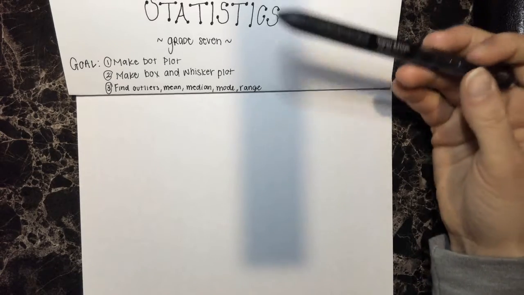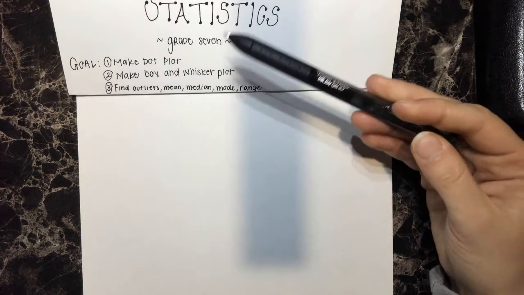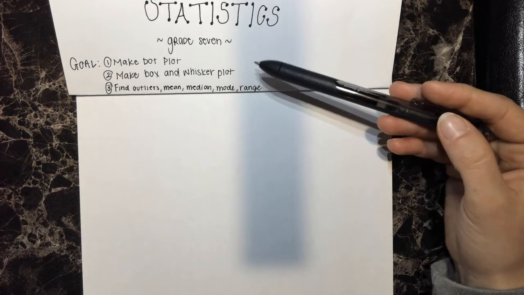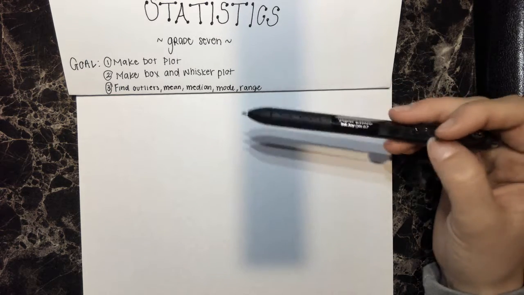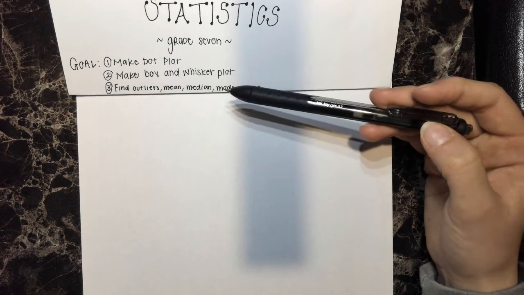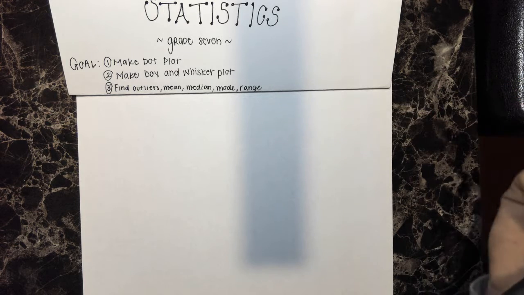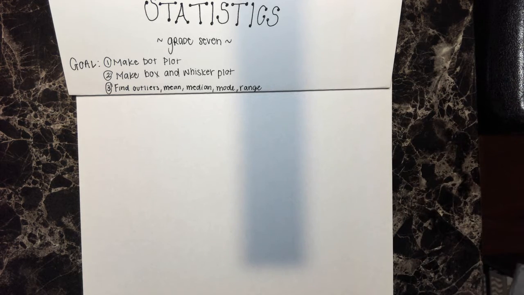Alright, so your goals. To make a dot plot. You should have watched a video on this before you're watching this video. You're going to make a box and whisker plot. There was not a video on this. I don't want too many videos for you guys, so we'll go over that one. Pretty simple. And then we're going to find outliers, the mean, the median, the mode, and the range of a data set. So, let's get started.